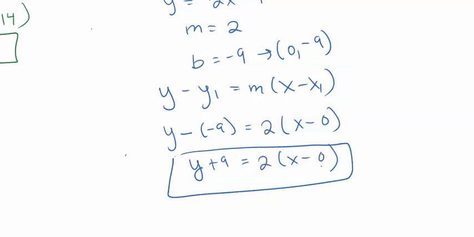So these were just examples of how to go back and forth. Remember that we can go from any form to standard form, and we can also go from standard form to any other form.